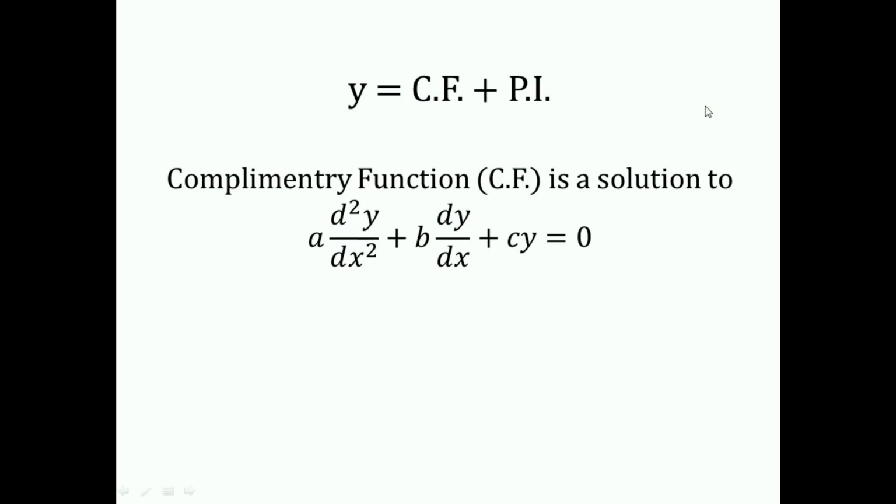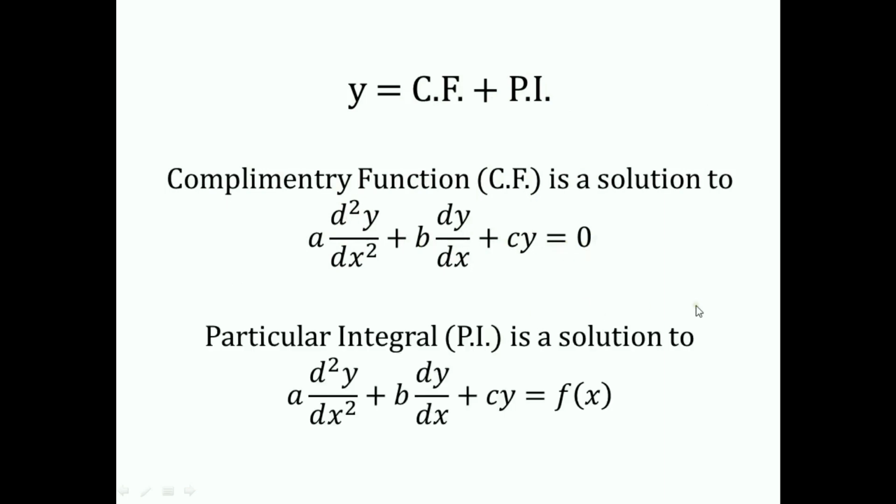But what is CF plus PI? The complementary function is a solution to aD² + bD + c = 0, and the particular integral is a solution of aD² + bD + c = any function of x. The only difference is on the right hand side of both equations. For the complementary function it is always 0, and for the particular integral it is some function of x.